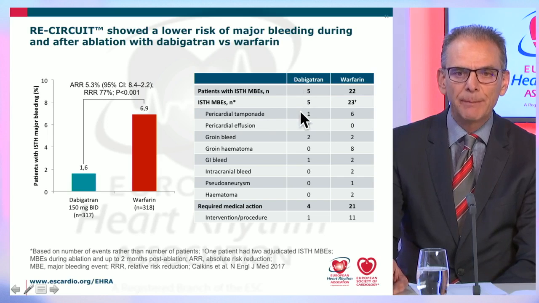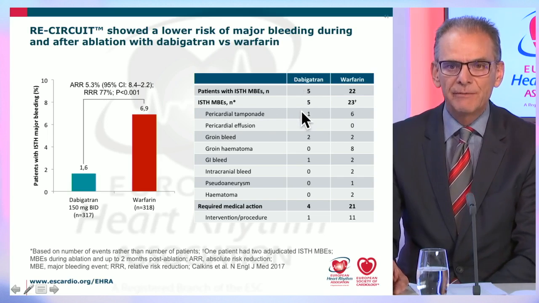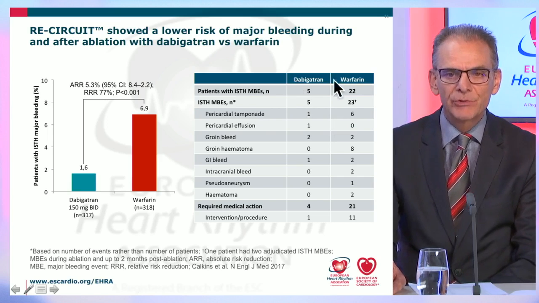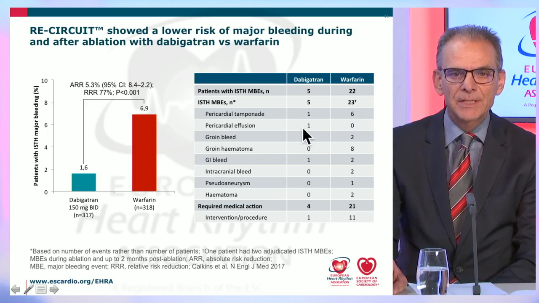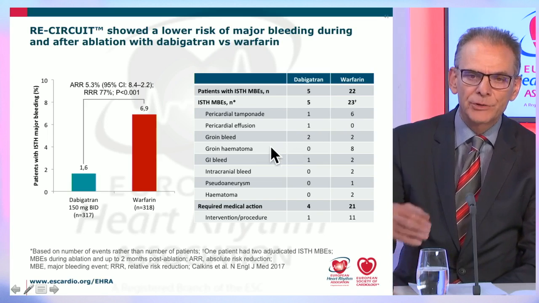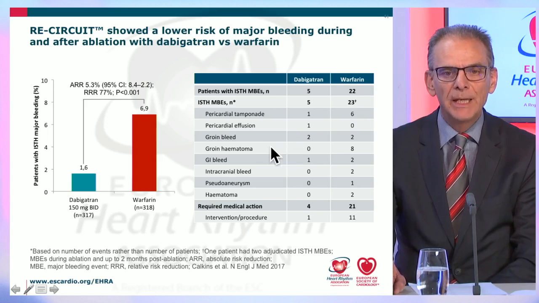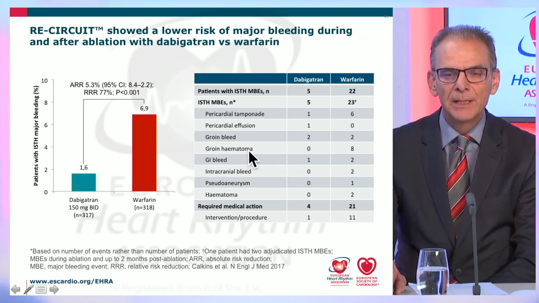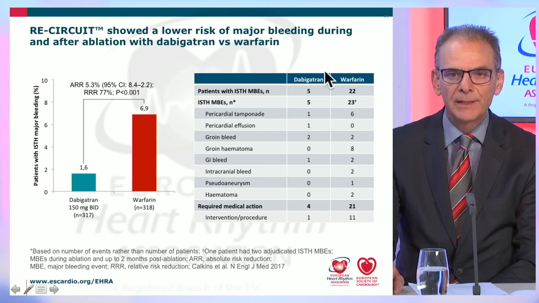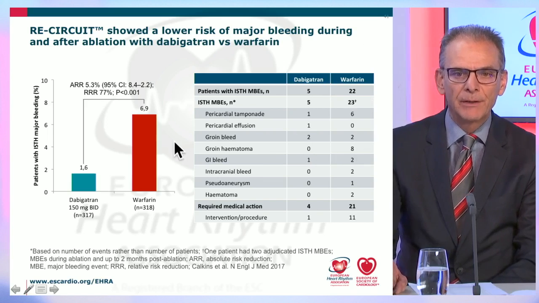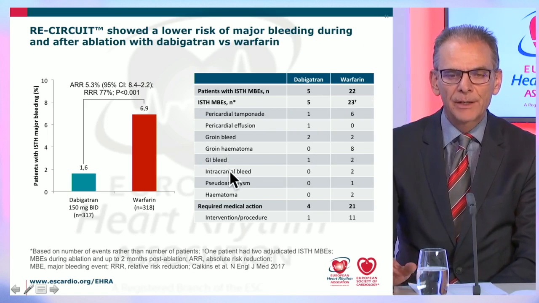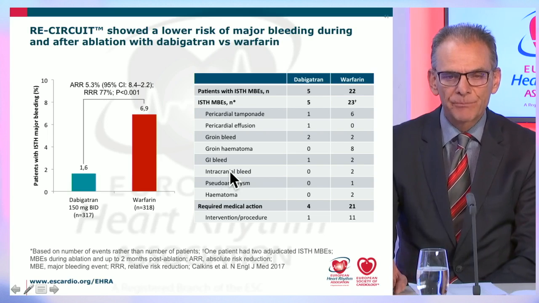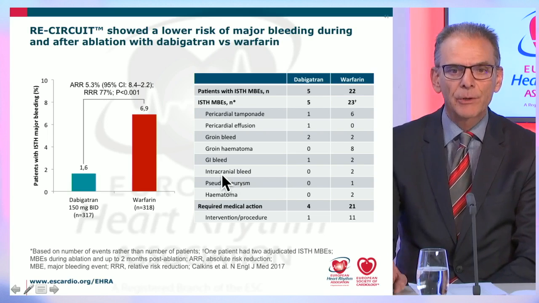Only 1 patient in the dabigatran group suffered from such an event, compared to 6 patients treated with warfarin having a pericardial tamponade. The second major contributor to the difference in bleeding events was groin hematoma. There was no groin hematoma in the dabigatran treated group, and there were 8 in the warfarin group. Those 2, pericardial tamponade and groin hematoma, constituted the major drivers of these events and the difference, of course.